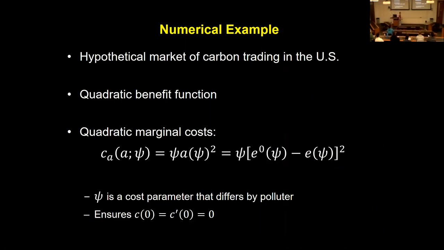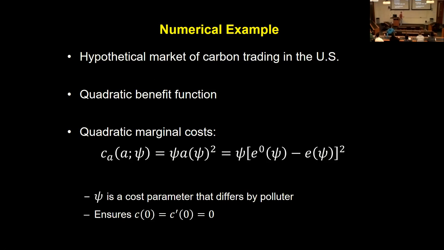So we do a hypothetical numerical example. I was asked before about making stuff up. Here I'm making up costs a little bit, but we're assuming quadratic costs. You can think of this as a quadratic approximation to the actual cost curve. We're going to assume quadratic marginal costs of this form, where this psi component is just a cost parameter that's going to differ by polluter. So I'm not yet talking about sector one or sector two. I'm talking about the polluters in those sectors.